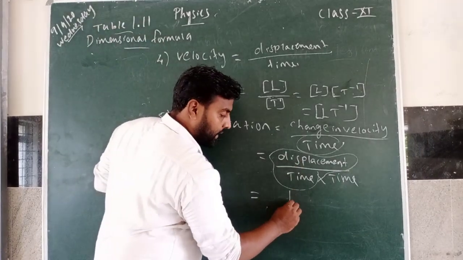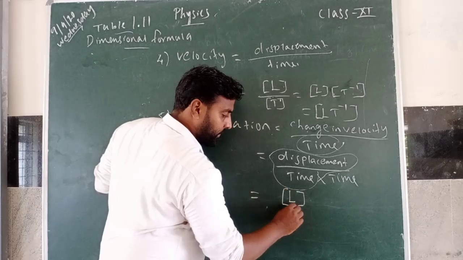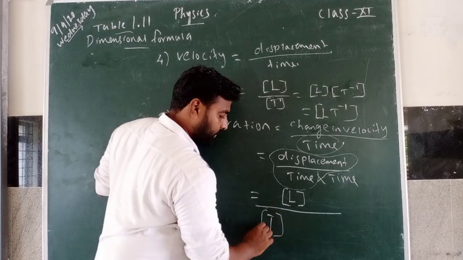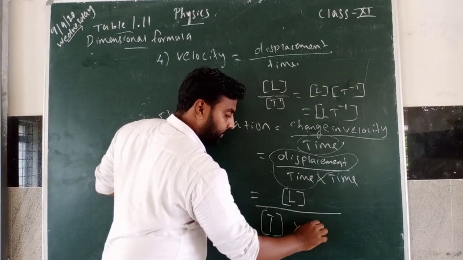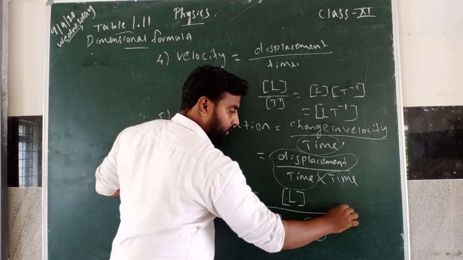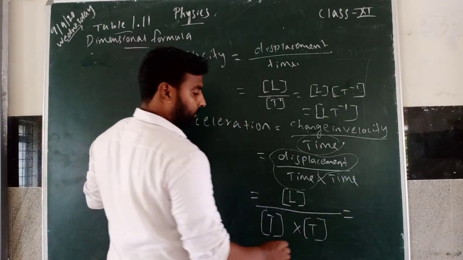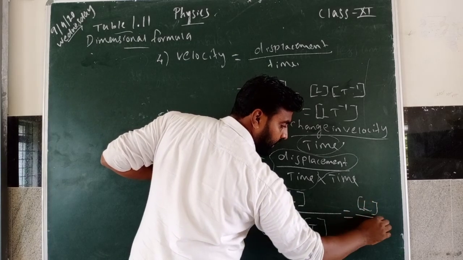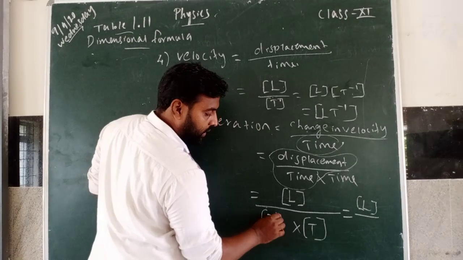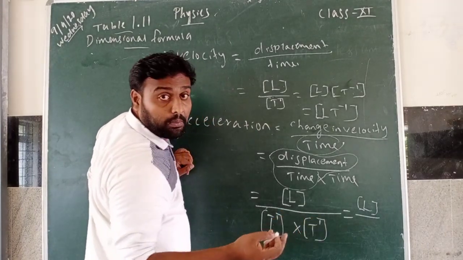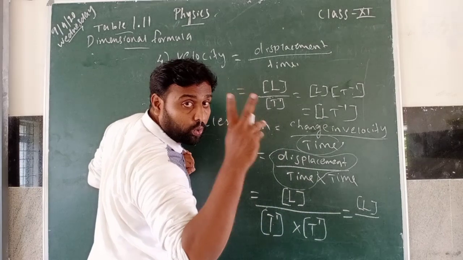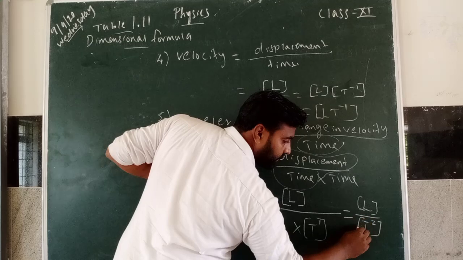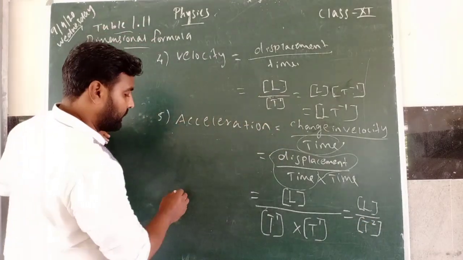Displacement is L, divided by T, again into T. So what is the answer? L divided by T into T. Here the power 1 is there and 1 is there, so 1 plus 1 is 2. So T power 2. What will the answer be?